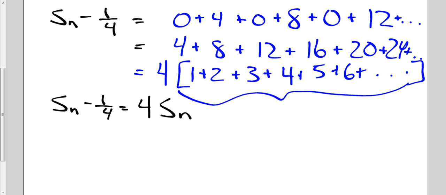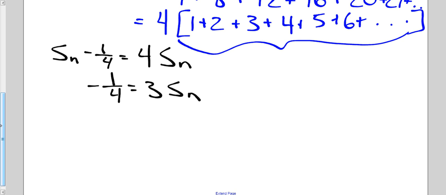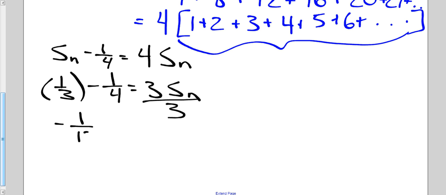Subtract my S sub n from both sides. I get how many S sub n's over here? 3. Equals negative 1/4. 3 times S sub n. And now what? Divide by 3. Divide by 3 is like multiplying by 1/3, right? Times 1/3. And I get negative 1/12 equals S sub n.